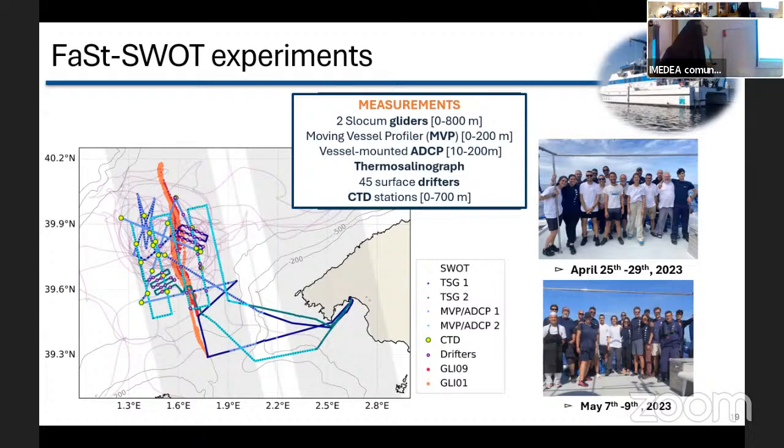Then we also have the ADCP that measures continuously the velocity of the water column, and the thermosalinograph that measures salinity and temperature at the surface. And we also deployed a total of 45 drifters, these buoys, which are these pink points. And we also performed different CTD stations at different depths.